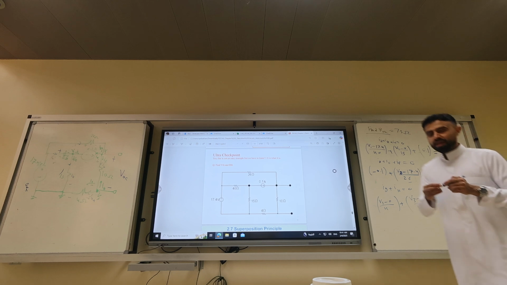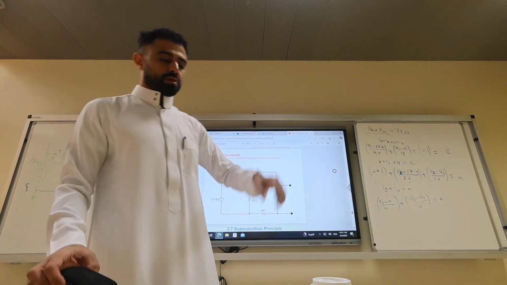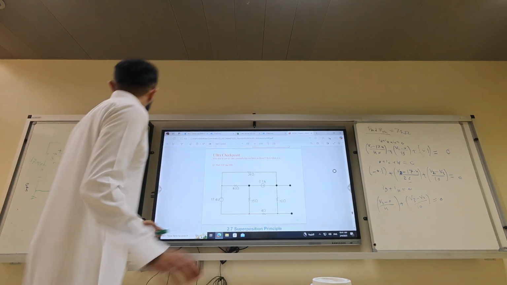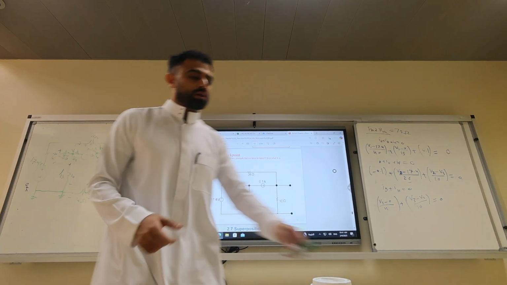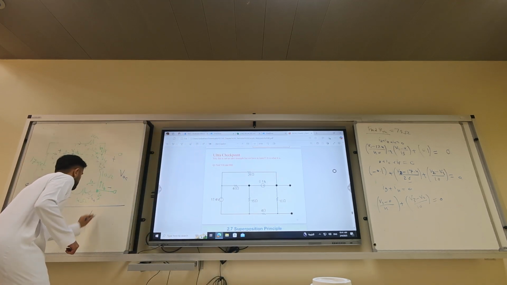Standard form, guys. I'm going to erase this circuit. Is it okay? We already wrote the equations now. No need to erase it. Let's do it at the bottom. Standard form. How many variables? 3 by 3.